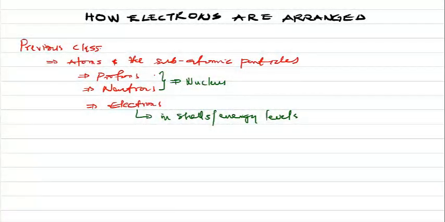Today we want to look at how electrons are arranged in an atom. In the previous class, we talked about atoms and the subatomic particles. We said an atom has 3 subatomic particles, which are protons, neutrons, and electrons. And then we said protons and neutrons are located in the nucleus of an atom, while electrons are located in shells or energy levels. Today, we want to look at how the electrons are arranged in the shells of an atom.